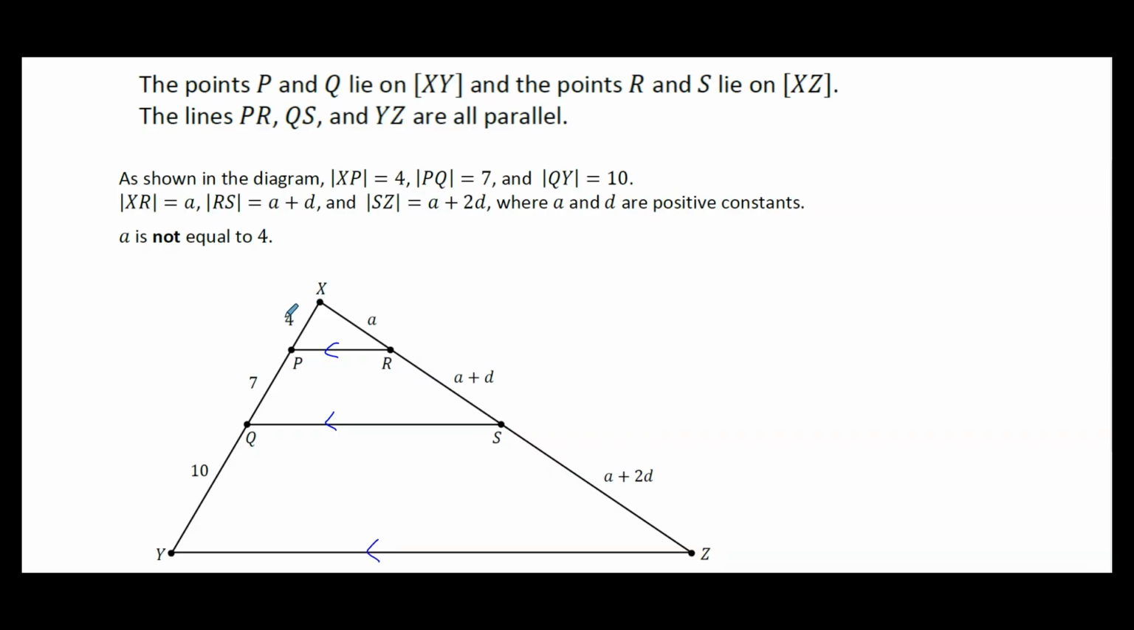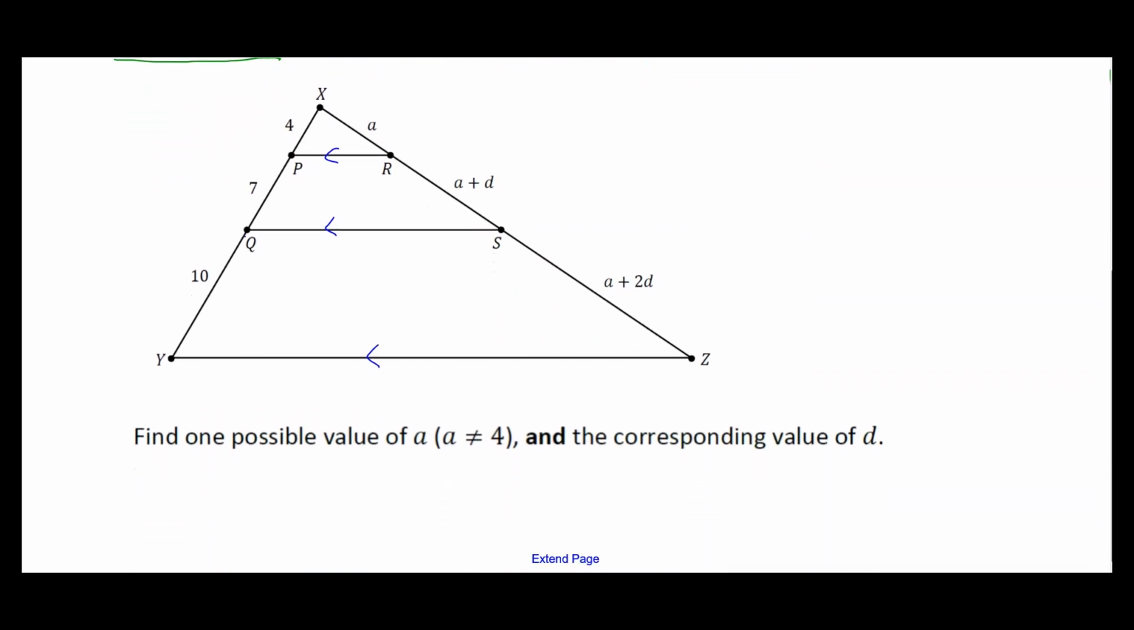XP is 4, PQ is 7, QY is 10, and as well on the other side, we have a plus d, a plus 2d. Okay, now one thing they are saying is a is not equal to 4. Now, what do we need to do with this information? So we need to find one possible value of a and therefore the corresponding d.